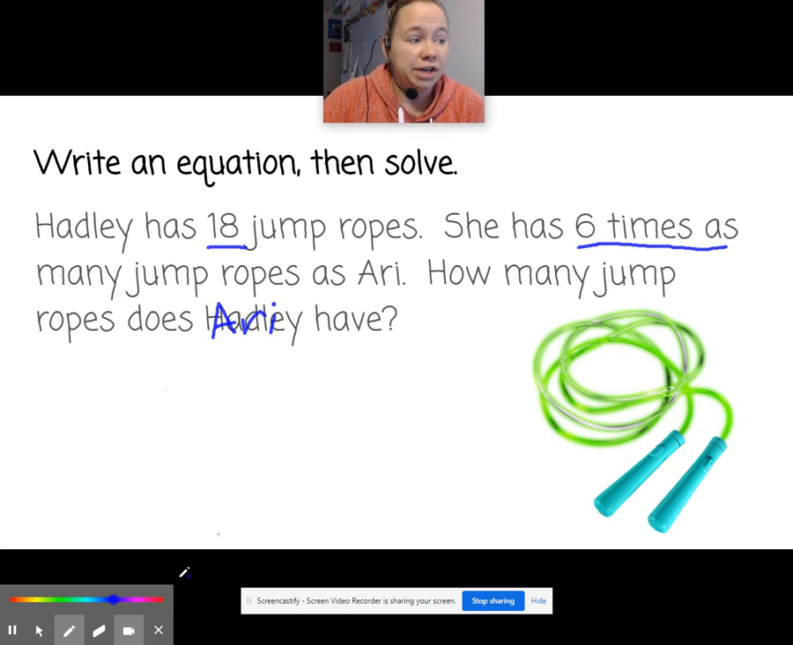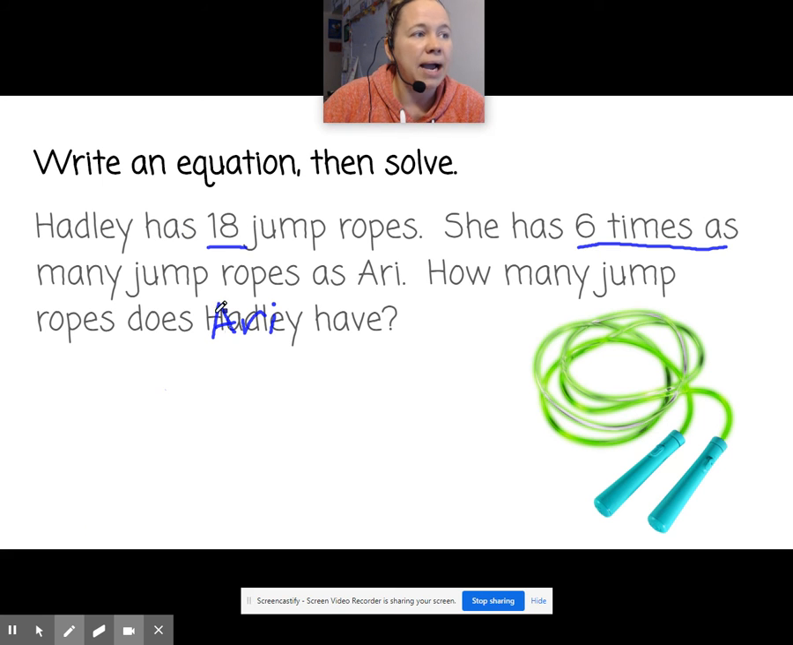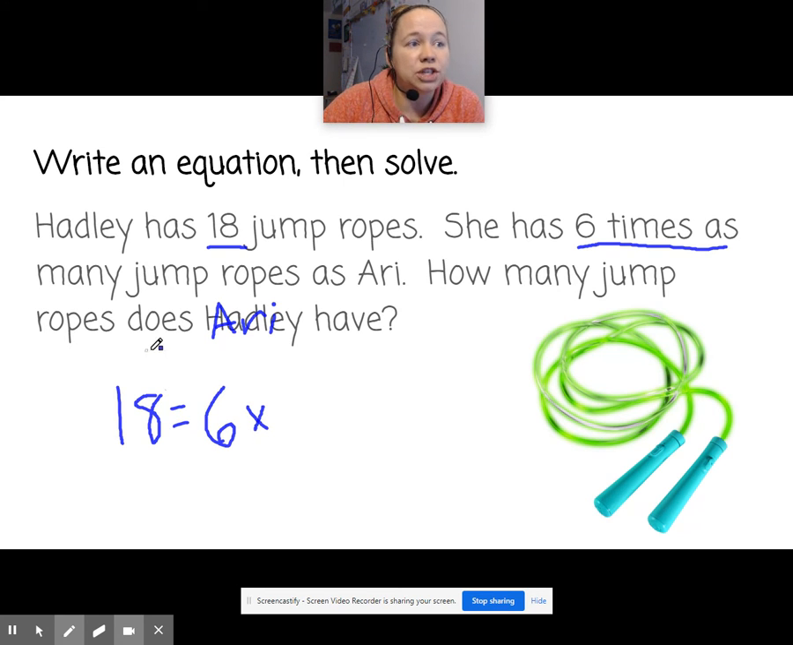Because we don't know how many Ari has, we know how many Hadley has. So Hadley has 18 jump ropes. She has 6 times, so 18 is 6 times as many as Ari. How many jump ropes does Ari have? Well, I'm going to use an A for Ari. So here's my equation. Hadley has 6 times as many.